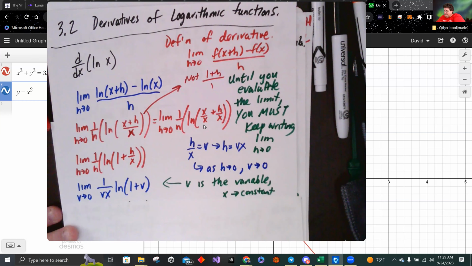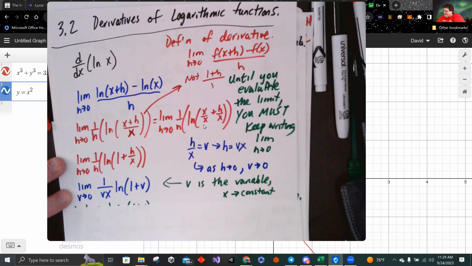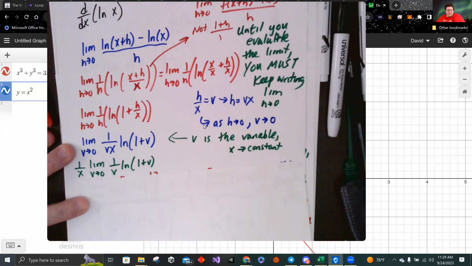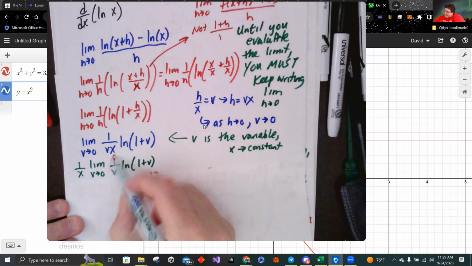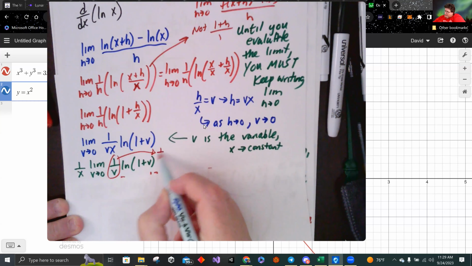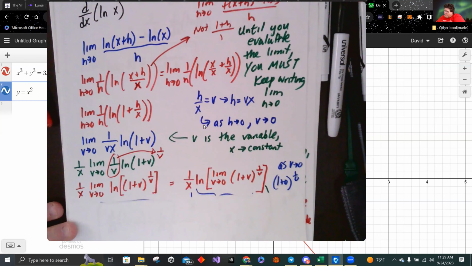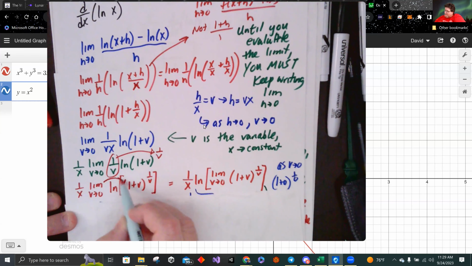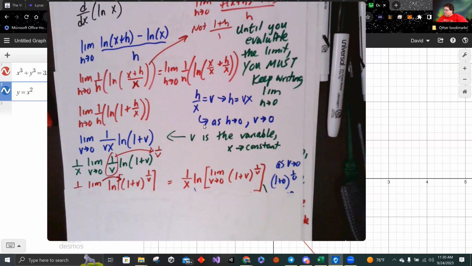b is the variable here that we're doing the limit with. x is a constant, and so I can factor out a 1 over x. So I'm going to factor out a 1 over x, and I have 1 over x times the limit as b goes to 0 of 1 over b, natural log of 1 plus b. Rules of natural logs is we can take this and raise it up top like an exponent. And so that's what we're going to do. And then our limit laws also say that we can pass limits inside natural logarithms. So we get the right side here, 1 over x times the natural log.